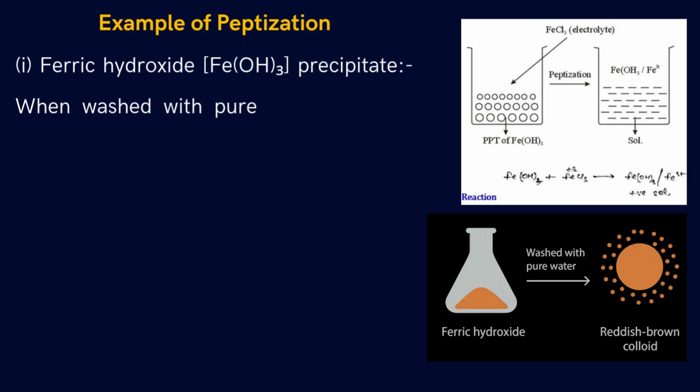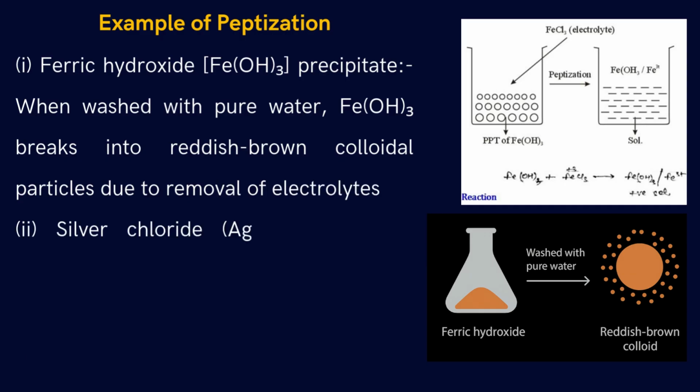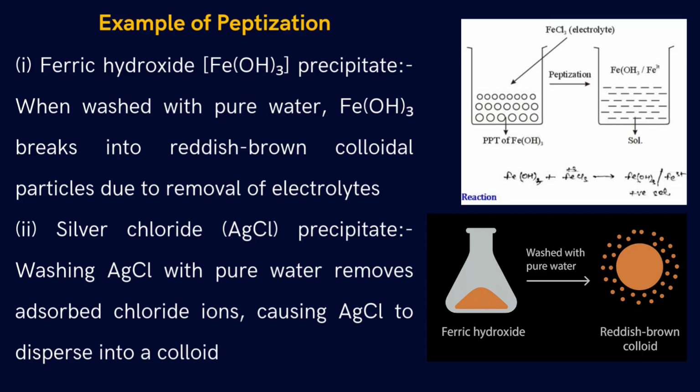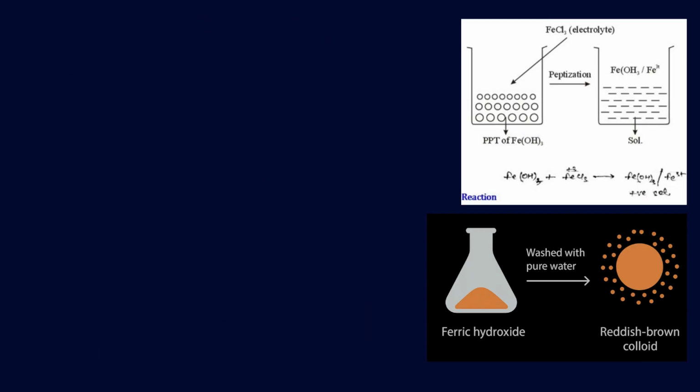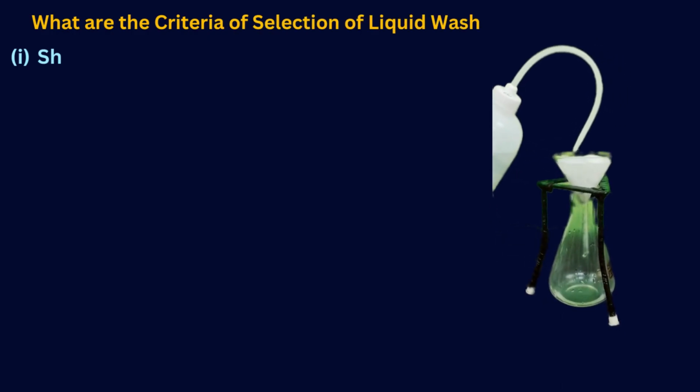When washed with pure water, Fe(OH)3 breaks into reddish-brown colloidal particles due to removal of electrolytes. This is a classic example of peptization. The second one is silver chloride precipitate. Washing AgCl with pure water removes adsorbed chloride ions, causing AgCl to disperse into a colloidal form. Here, we understand the criteria for selection of a wash liquid.